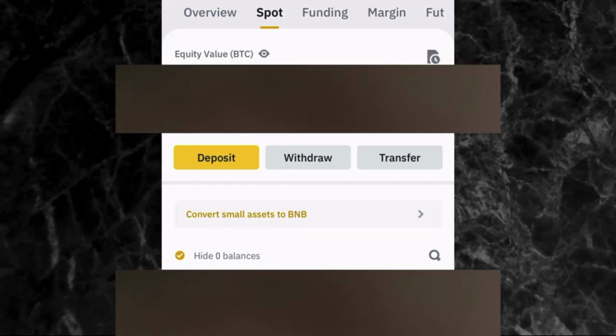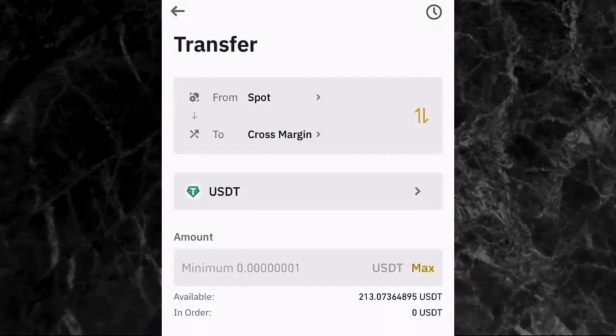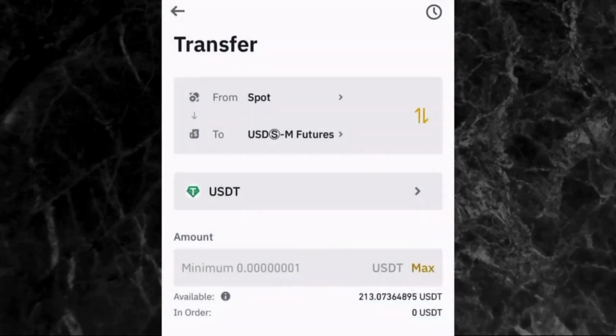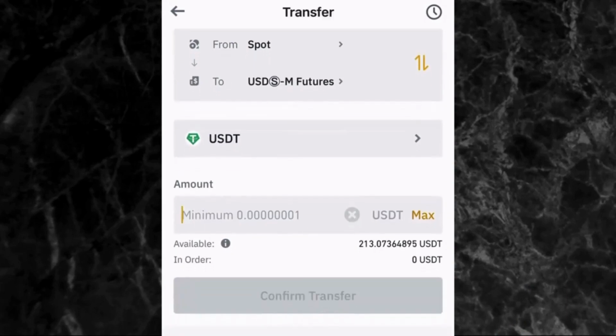So then once you have USDT, the next thing is to transfer it from your spot wallet to your futures wallet. So I'm going to tap on transfer where the arrow is pointing to, and then you are seeing from spot to cross margin. So we are not transferring to cross margin, we are transferring to your futures wallet. So you tap on the cross margin and then you pick where you have USDS-M futures, where the arrow is pointing to. And then once you tap on it, the next thing is to select the coin you want to transfer, which is USDT. It's already in USDT there. And here you enter the amount you want to transfer.